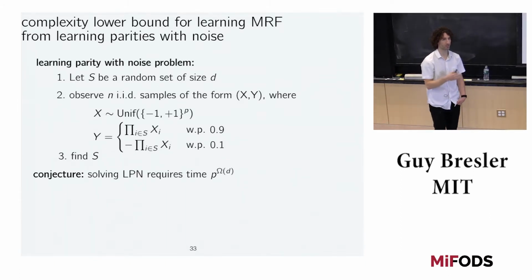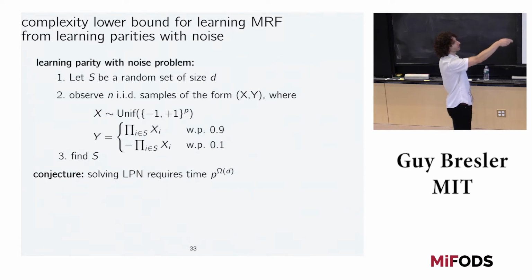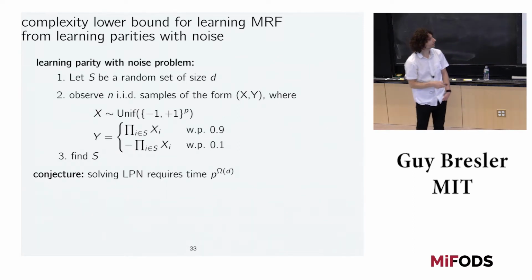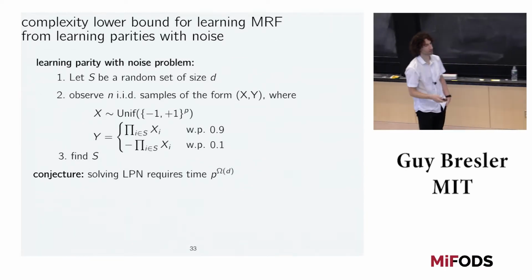And then there's an obvious check if you want to check, is this particular set S the true one? Because the majority of the time, Y will equal the parity. And you can just see this from the data. And this requires time P to the D. Now, the conjecture is that that's as good as it gets.